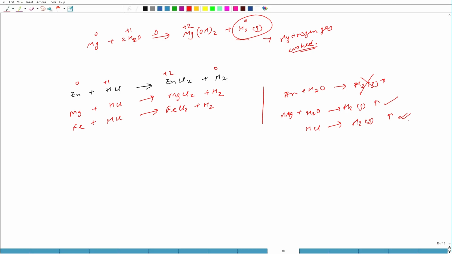Now, you must be thinking in which case the hydrogen gas will get released, why zinc reacting with water does not release hydrogen gas, whereas magnesium on reacting with water as well as with acid releases hydrogen gas. This we will see on the basis of a reactivity order that I will discuss in the next class. Till then, thank you.